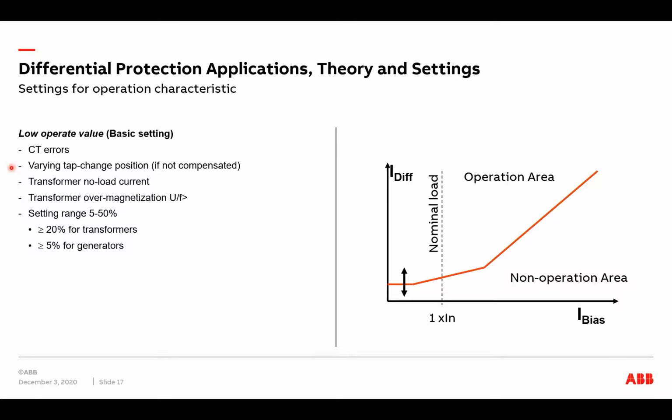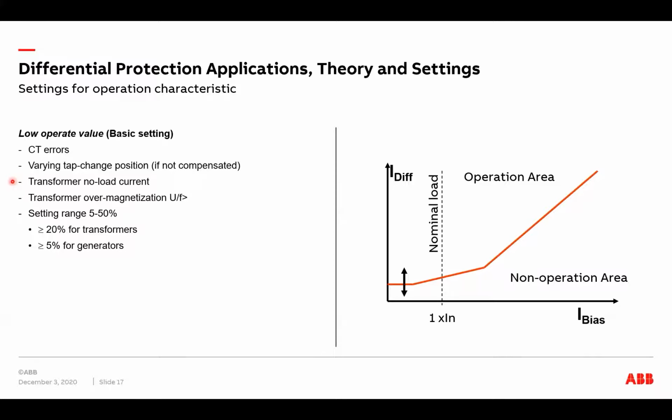In Reliant relays, it's also possible to compensate for the tap changer position, because when the tap changer is changing position, it's also changing the number of effective winding turns, and this will naturally cause a differential current. So what you can do here is bring the tap changer position information to the differential protection, and it will then automatically compensate for the differential current caused by the different tap changer positions.